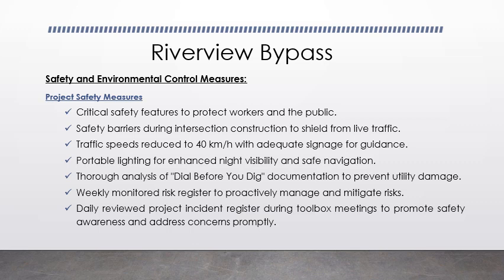Now we'll discuss the project safety measures. We'll ensure critical safety features to protect workers and the public. We'll provide safety barriers during intersection construction to shield from live traffic. We'll reduce the traffic speed to 40 kilometers per hour, especially during the intersection construction. And we'll provide portable lighting for enhanced night visibility and safe navigation.